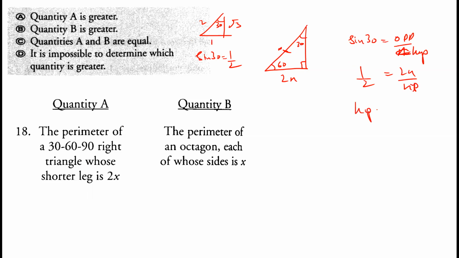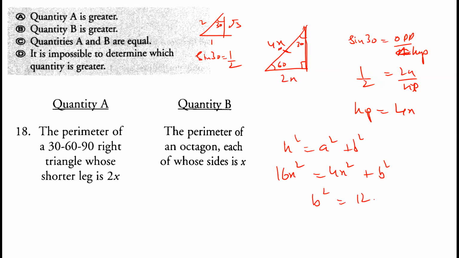So hypotenuse equals 4x. So this is your 4x. What will be this side? Now h square equals a square plus b square, Pythagoras theorem. So this would be 16x square equals 4x square plus b square. So b square equals 12x square, since 16x square minus 4x square is 12x square.